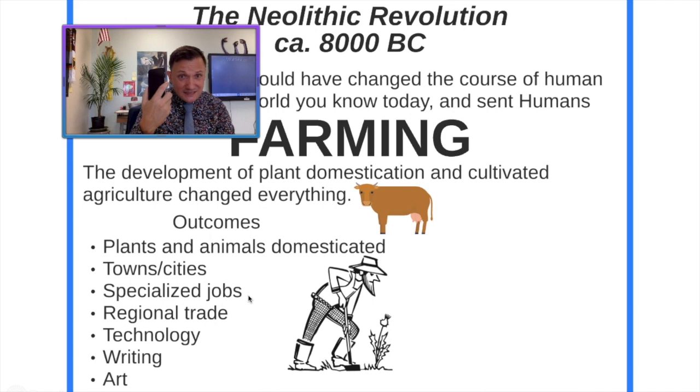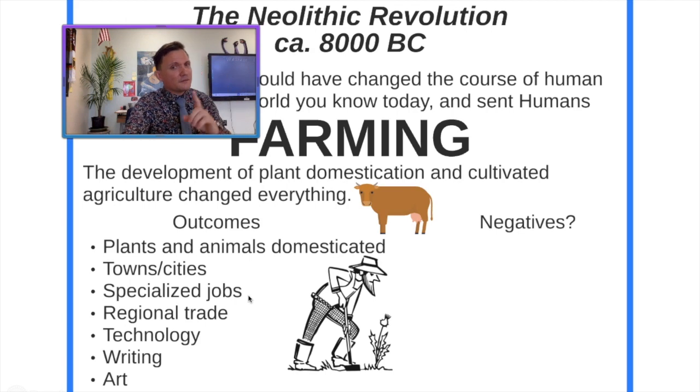I know a lot of y'all think this is technology. The technology moved along very gradually at first. Then also, it's going to lead to writing, which we'll talk about with the Mesopotamians, and art, which we're going to talk about later on as well. So all these amazing things came out of just a simple invention. Agriculture. But are there negatives?